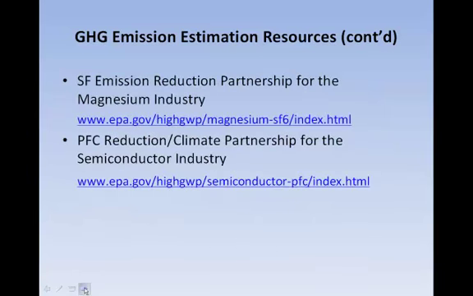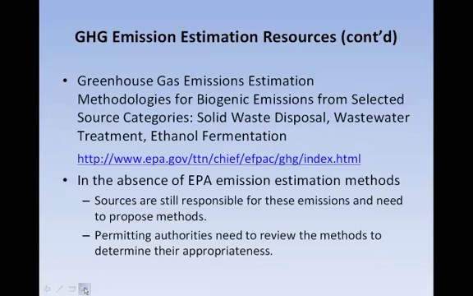And on this slide, we list a number of resources relative to the emissions of SF6 and PFCs from the key manufacturing sources of those greenhouse gases. EPA's mandatory reporting rule for greenhouse gases contains estimation methods for methane from landfills. However, it does not contain methods for carbon dioxide emissions from landfills.